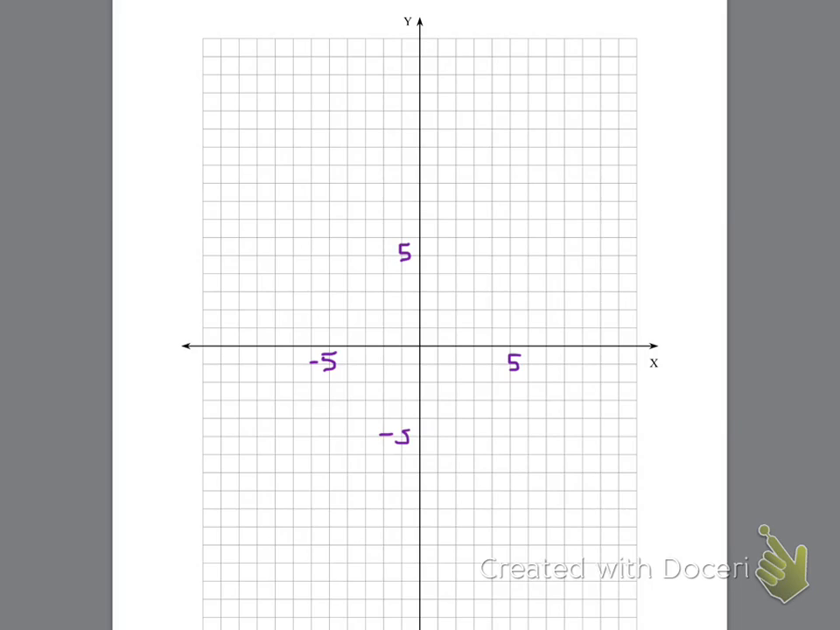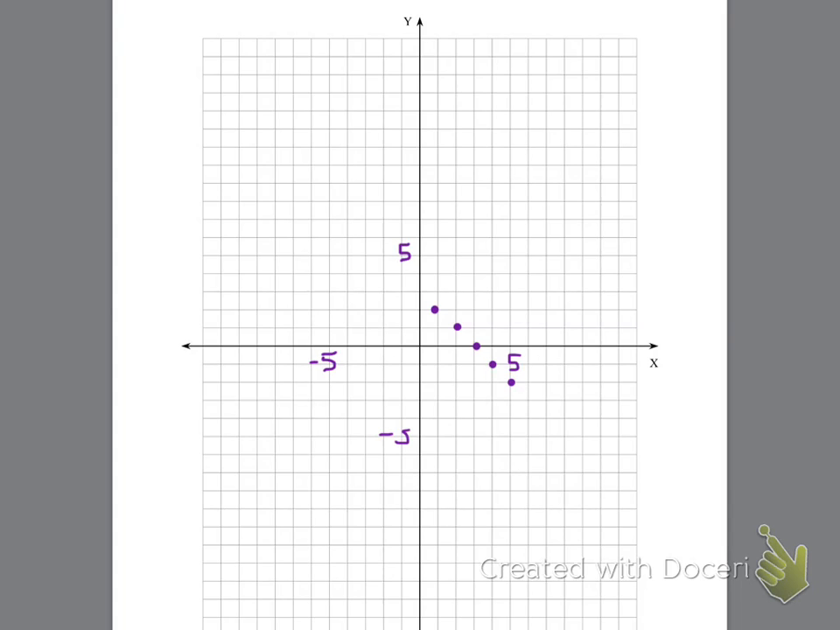So I'm going to plot these solutions. When x was 1, y was 2. Then I had x being 2 and y being 1. When x was 3, y was 0. When x was 4, y was negative 1. And when x was 5, y was negative 2. All right, so those are the points, and you might have had others.